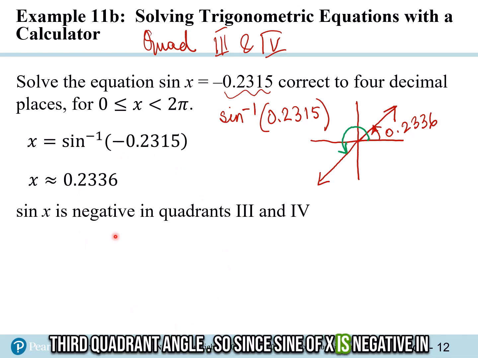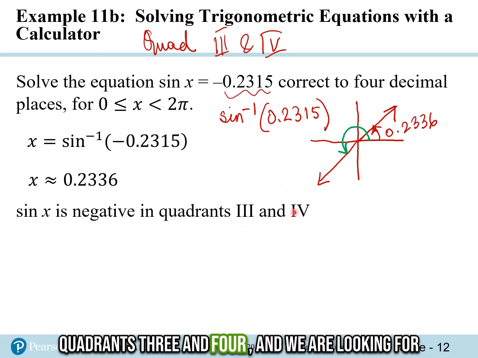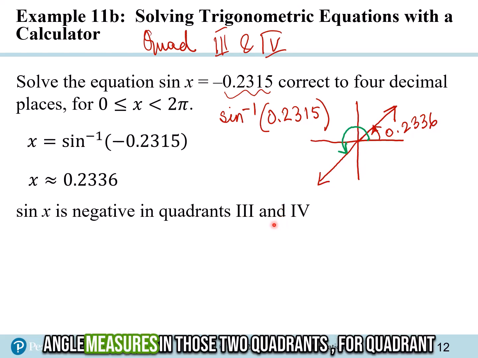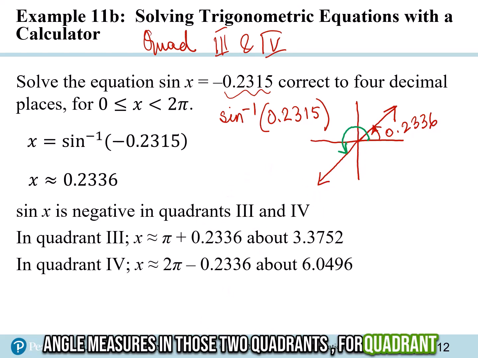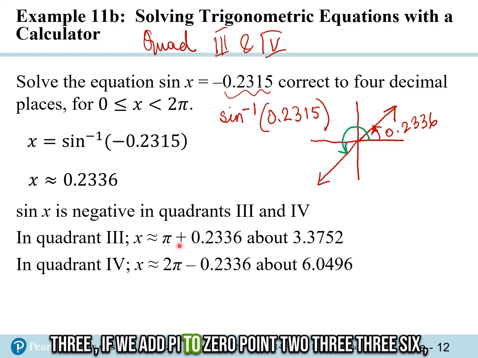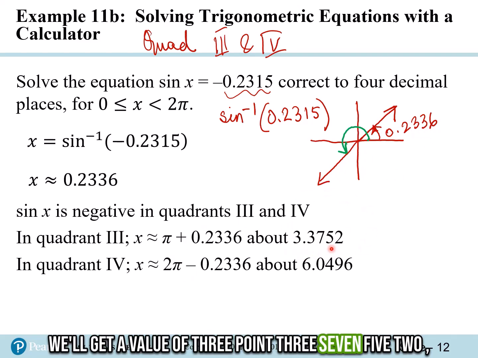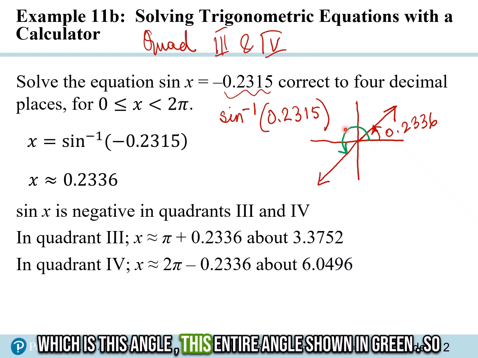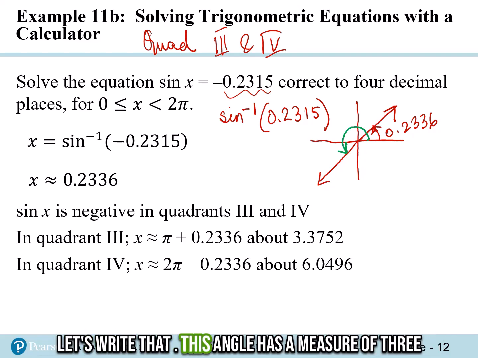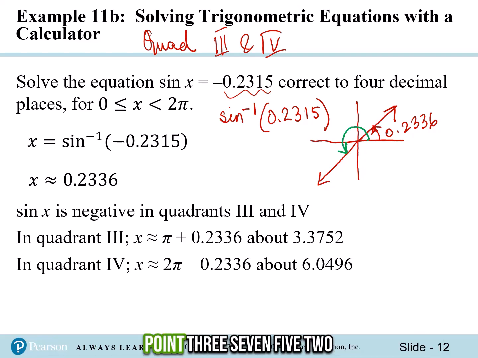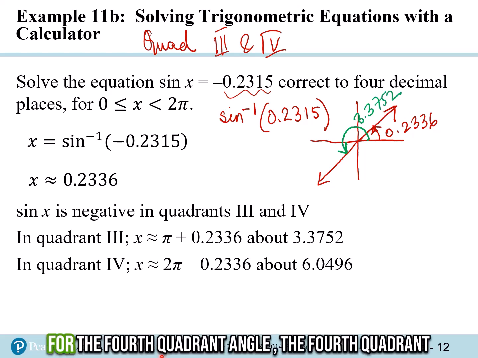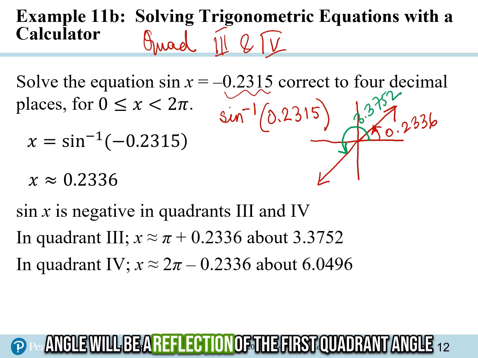So since sine of x is negative in quadrants 3 and 4, and we are looking for angle measures in those two quadrants, for quadrant 3, if we add pi to 0.2336, we'll get a value of 3.3752, which is this angle, this entire angle shown in green. So let's write that. This angle has a measure of 3.3752.